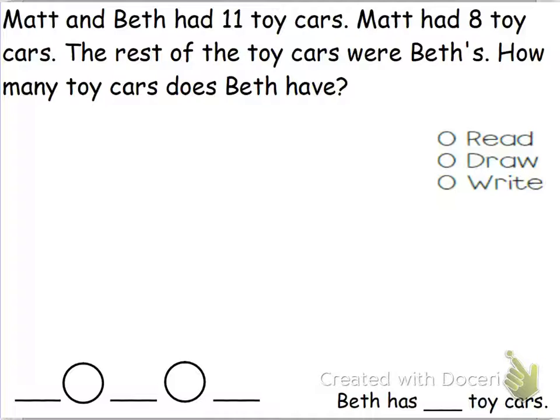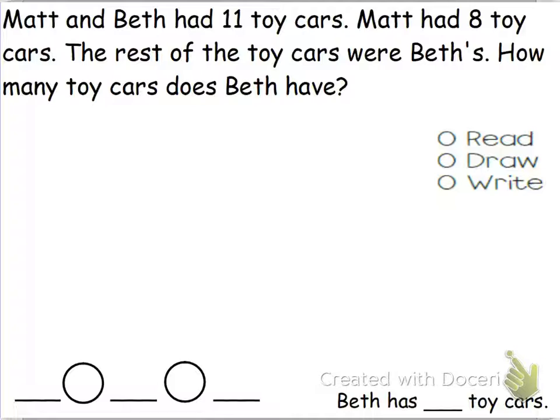Alrighty guys, now let's look at this. Remember, I'm going to read it and then we're going to check it. So Matt and Beth had 11 toy cars. Matt had 8 toy cars. The rest of the toy cars were Beth's. How many toy cars does Beth have? Well, first, I just want to think about it for just a second. What is it telling me? Well, it's saying that Matt and Beth together have 11 toy cars. Okay?